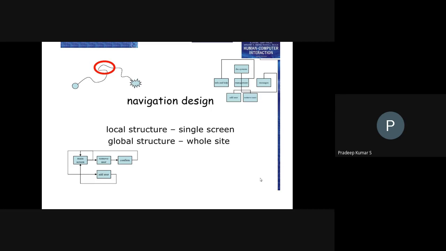Here in navigation design, there are local structure and global structure. Especially in navigation, we have to note down the difference between the local structure and the global structure. Simply I can tell, the local structure doesn't follow the hierarchical organization. In the global structure, we have to follow the hierarchical organization.